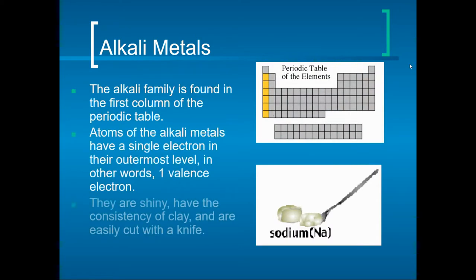Alkali metals, where we go first. The alkali metal family is found in the first column of the periodic table. Atoms of alkali metals have a single electron in their outermost level. In other words, they have one valence electron. They are shiny, they have a consistency of clay, and are easily cut with a knife. This family is really reactive. They want to give up that one electron really badly to be full. Even lithium has 3 electrons, 2 on the inside and 1 valence electron. It wants to give up that electron and be stable.